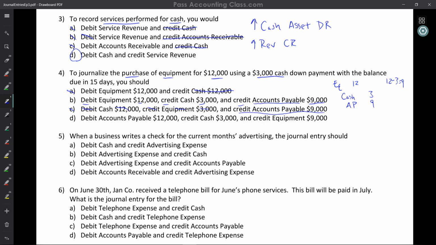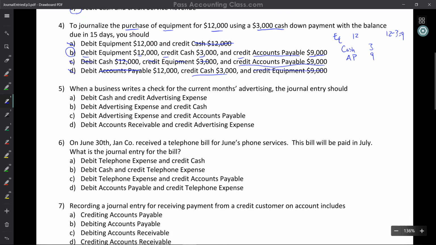And let's see here for item D, debit accounts payable. Well, that's not true. Credit cash, that was okay. And credit equipment, that's not true. So it looks like it's going to be answer B.